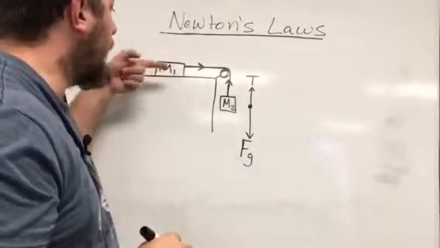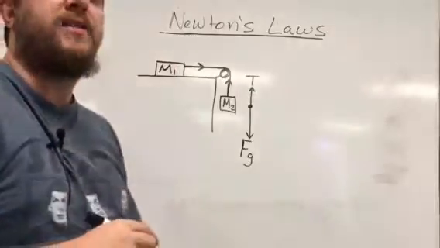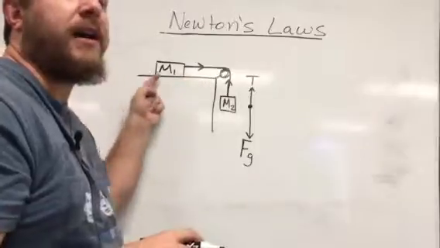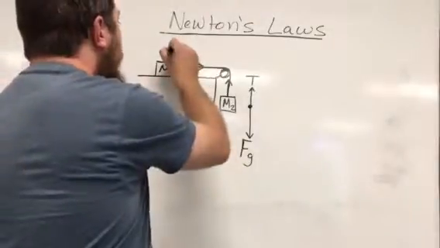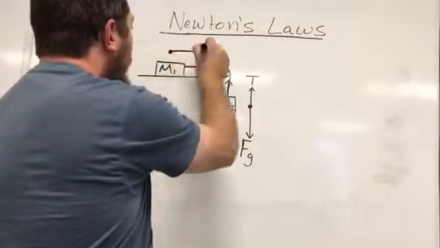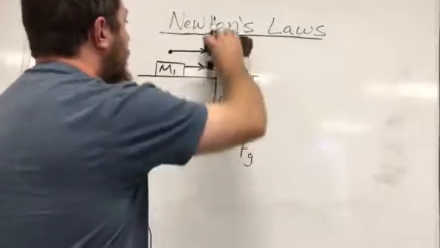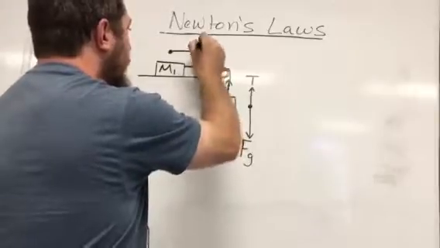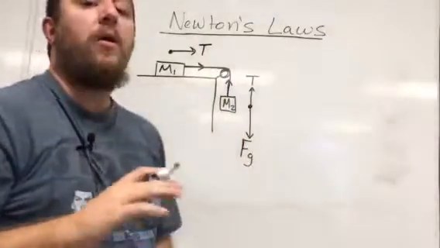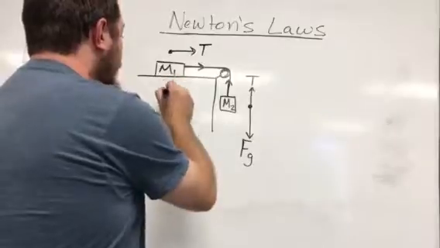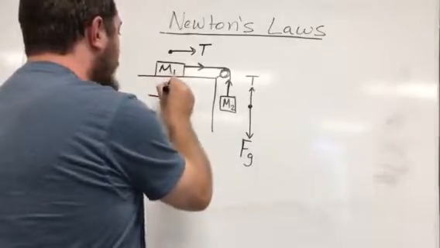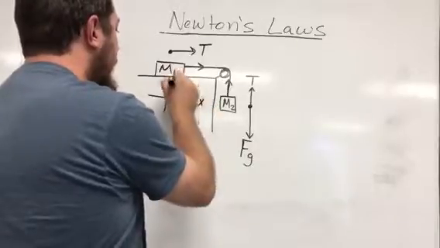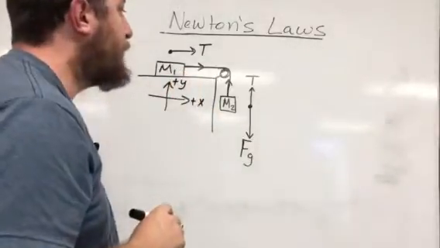Now, what about M1? So M1 actually only has one force acting on him. This won't be true when we get to friction, but we're going to assume that he's sliding across a frictionless surface. So he's only going to have one, I should make him the same length as the other arrow. One force acting on him, and that's going to be tension. All right, so now I need a robust coordinate system in both the vertical and the horizontal directions. So I'm going to call this plus x and this plus y, all right?